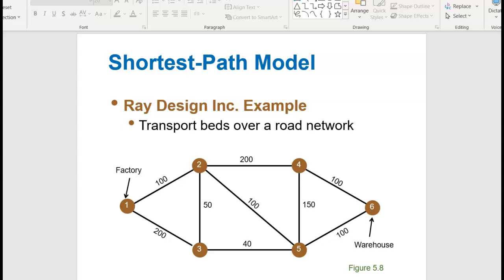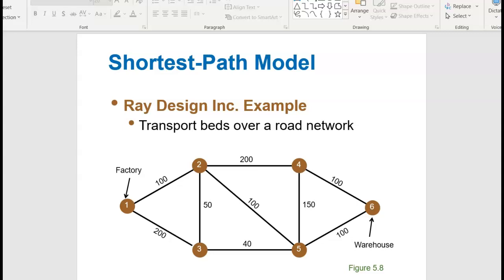The example that we're using is for a company called Ray Design Incorporated. Ray Design Incorporated must transport beds, chairs, and all of the other furniture items from its factory to the warehouse, and they have to do this every day. This involves going through several cities. Each city can be thought of as a node. Ray would like to find the path with the shortest distance in miles.